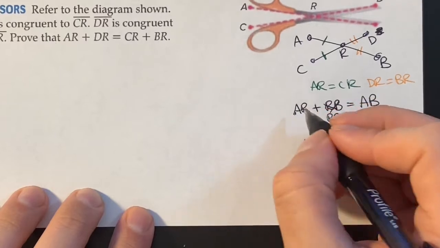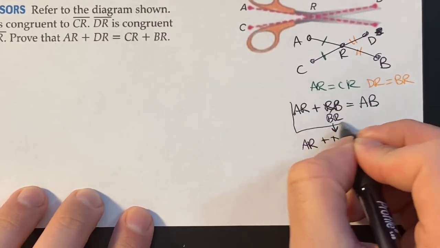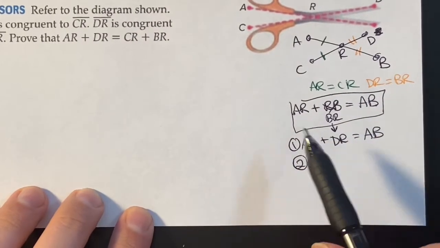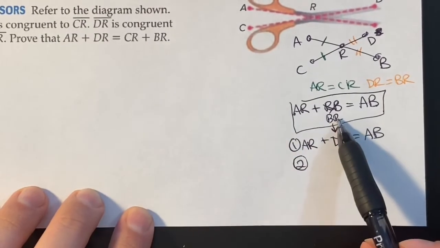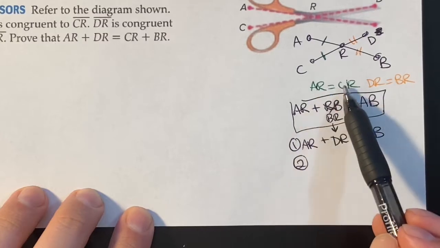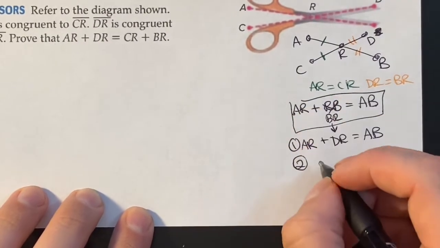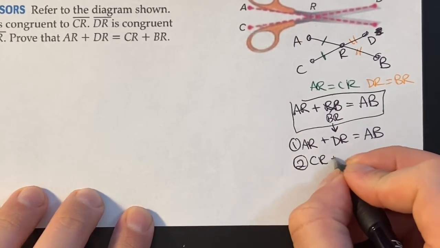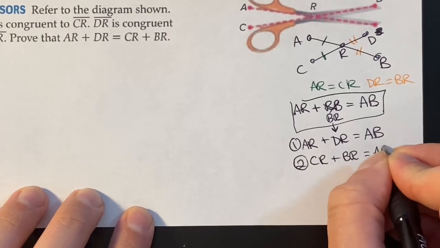Now let me rewrite this equation again. Here's my one equation. So I did one thing with this equation. The second thing that I'm going to do with this equation is I do want another thing with BR, but I do know that AR is the same as CR. So I'm going to use substitution again by saying instead of AR, I have CR plus BR equals AB.